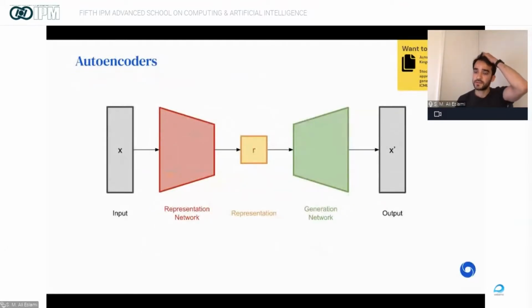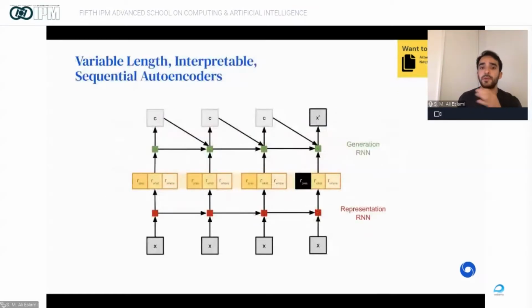I'm not going to go into the basics of autoencoders because I feel many of you will have already heard about them. But I want to show you a variant of an autoencoder that we designed back in 2016, which is really the same structure, but with a little bit more complexity. What we did was we said the representation network is going to be a recurrent system. The generation network is also going to be recurrent. And the representation, instead of being a single vector representing the whole image, is going to be a sequence of vectors, one vector for each object in the scene.